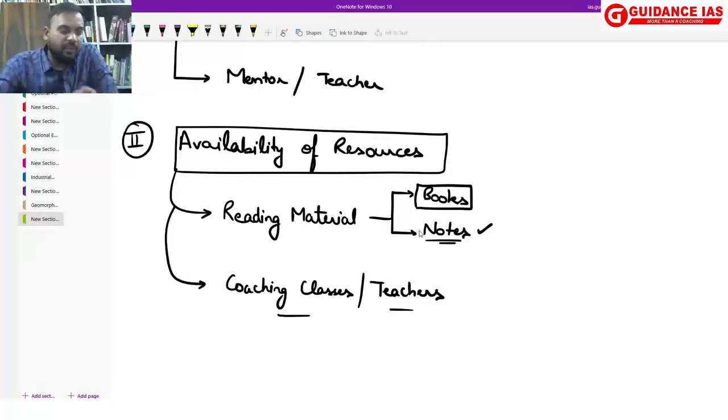Now, let me give one more simple example. You take the case of geography itself. You take up most of the years' selection results from geography, and what you will find is that, compare the results of English medium students with those who are writing from Hindi medium.